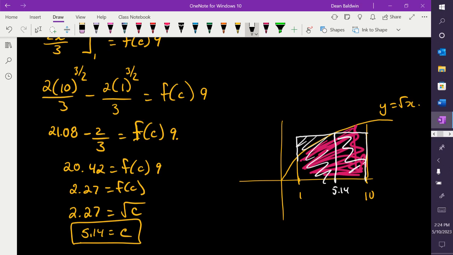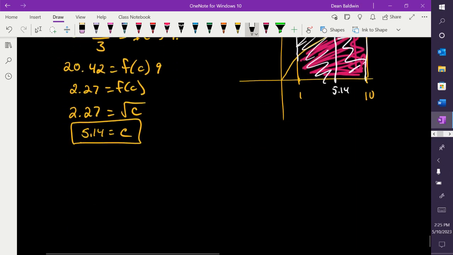You just multiply it by 9 now? Sorry? Yeah, if you wanted the area, you could multiply it by 9. Yeah. All right. Are we okay with that? All right.